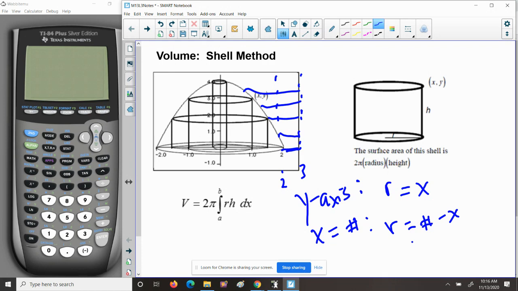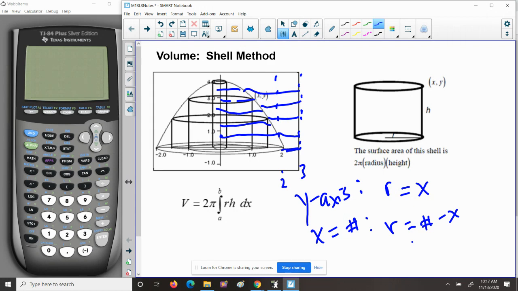Unless we're going around the y-axis, in which case the radius would be going from 0 out to the area that we're looking at, which means the radius would be x. Those are kind of nice because it's a little bit easier to see what's going to happen depending on your problem than with disc or washer method.